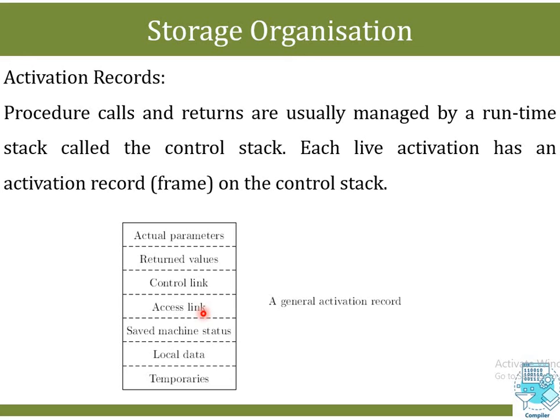Then you have local data, where you will be having all the local data in a function or a procedure. If you declare some variables and process something and store the values in those variables, those variables will be stored in this portion. And then we have temporaries. If our program handles some temporary variables, those variables will be stored in this portion. So these are the different pieces of information we will be having in the activation record.